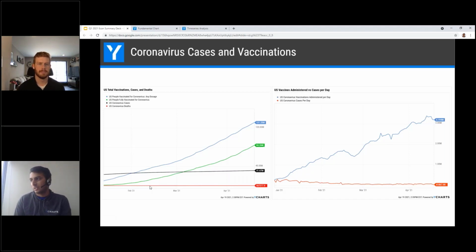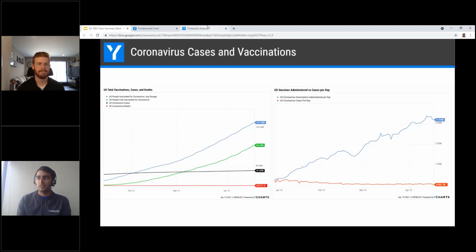And then on the right, you just have more of a per day basis on these metrics. So you'll see that the overall cases per day are slightly trending downwards, whereas the overall vaccinations administered per day is trending upwards. So we hopefully will continue to see that over time here going into the summer.